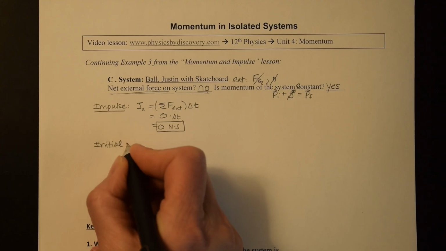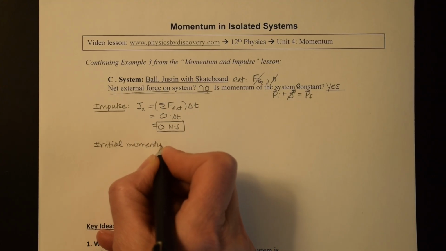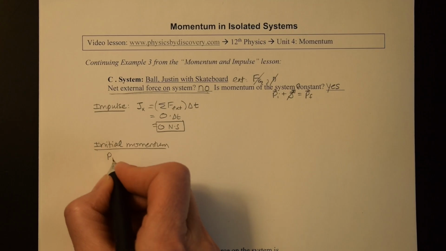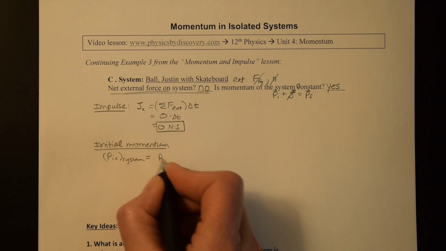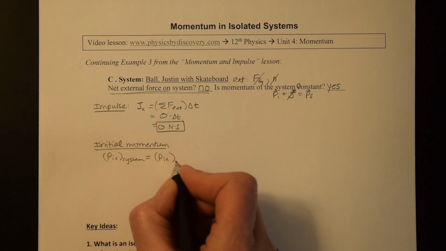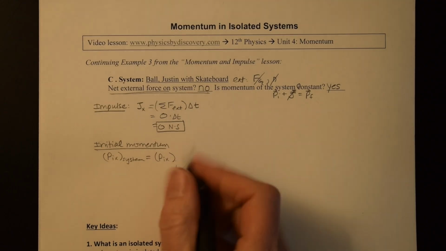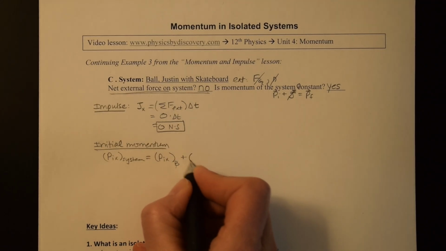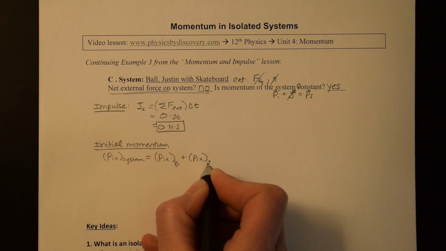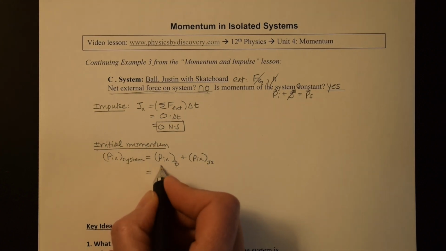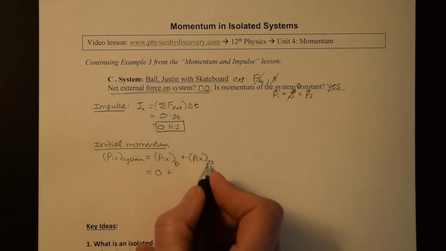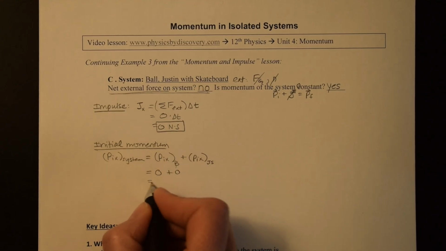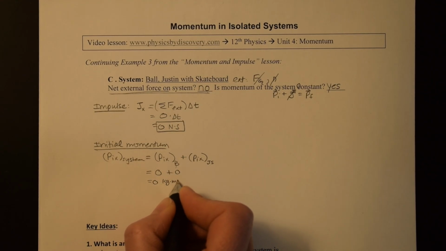Just because then we can see how to do that when there's more than one object in the system. So to find the initial momentum of the system, what you have to do is just add together the initial momentum of each object in the system. So the initial momentum of the ball plus the initial x momentum of Justin and the skateboard. Well, we know they're both at rest, so the mass of the ball times the velocity of the ball initially is 0. The mass of Justin and the skateboard times their velocity beforehand is also 0, so we get 0 kilogram meters per second.